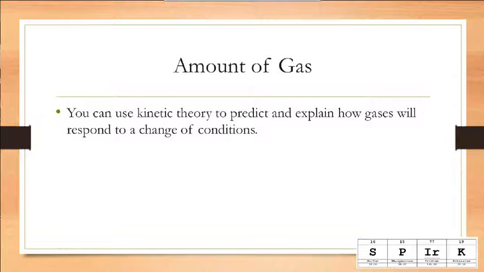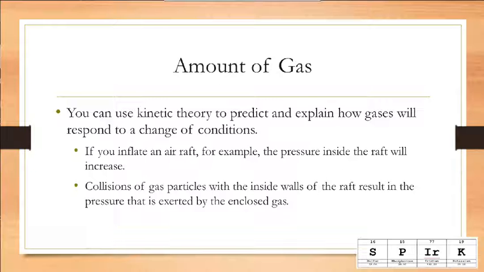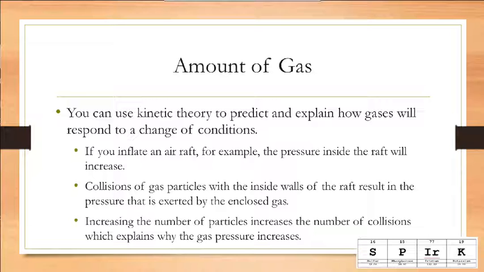So the amount of a gas. You can use kinetic theory to predict and explain how gases will respond to changes of conditions. If you inflate an air raft, for example, the pressure inside the raft will increase. Collisions of gas particles with the inside walls of the raft result in the pressure that's exerted by the enclosed gas. Increasing the number of particles increases the number of collisions, which explains why the gas pressure increases. So you have these particles in a confined space, and they're just bouncing all around. They're pushing out on the edges of their container. That's the pressure.